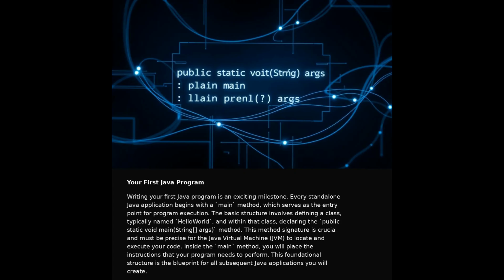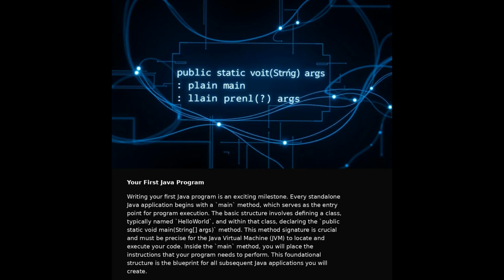Writing your first Java program is an exciting milestone. Every standalone Java application begins with a main method, which serves as the entry point for program execution. The basic structure involves defining a class, typically named HelloWorld, and within that class, declaring the public static void main(String[] args) method. This method's signature is crucial and must be precise for the Java Virtual Machine, JVM, to locate and execute your code.